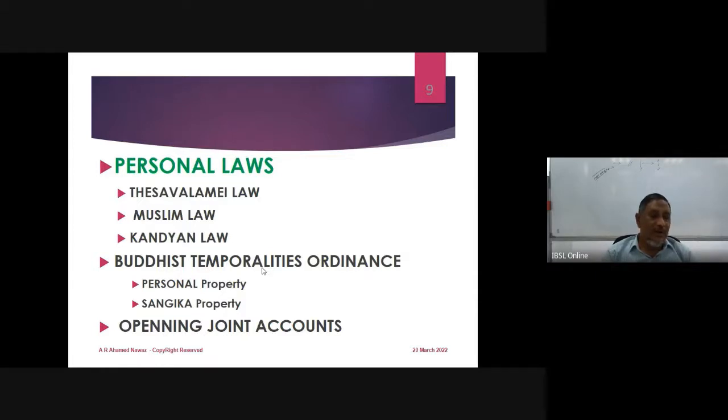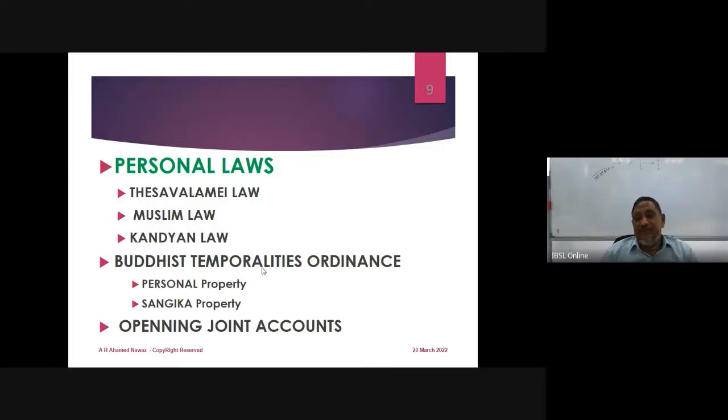Earlier we allowed Buddhist priests to nominate somebody for their properties, but now, after this case, it is not allowed. So these are the practical issues in opening accounts. We should know the legal background and the requirements to open accounts for different categories.